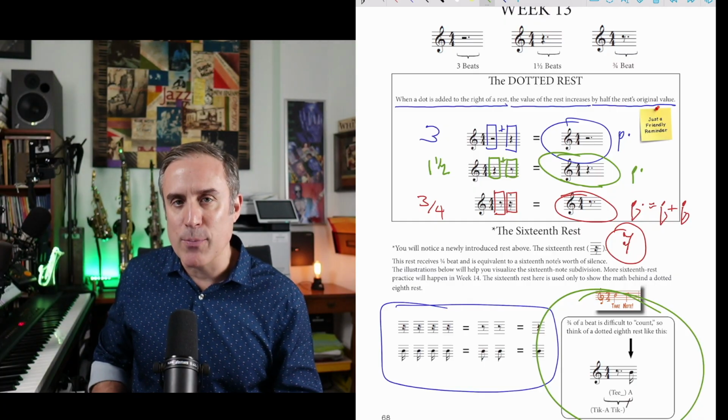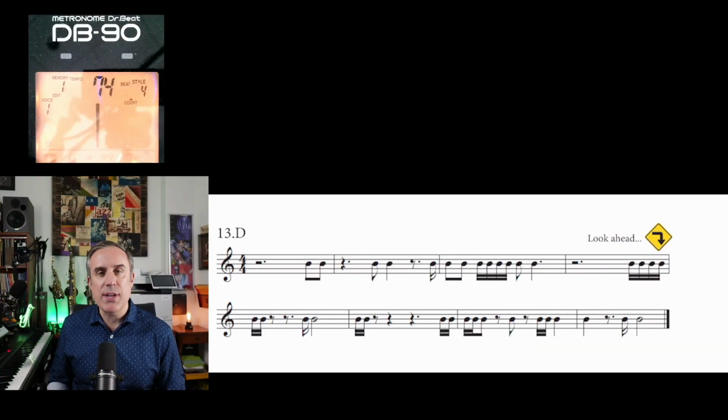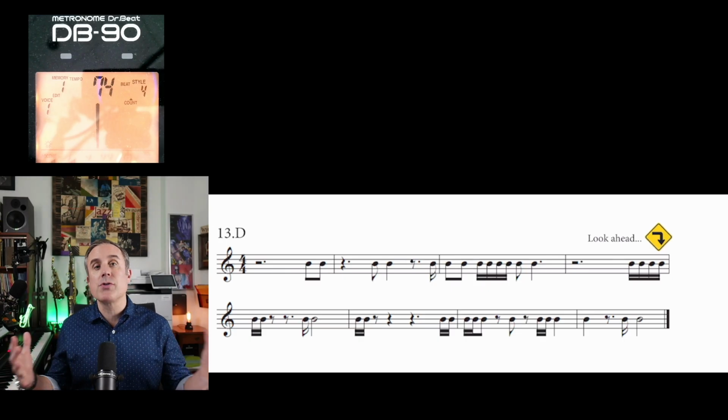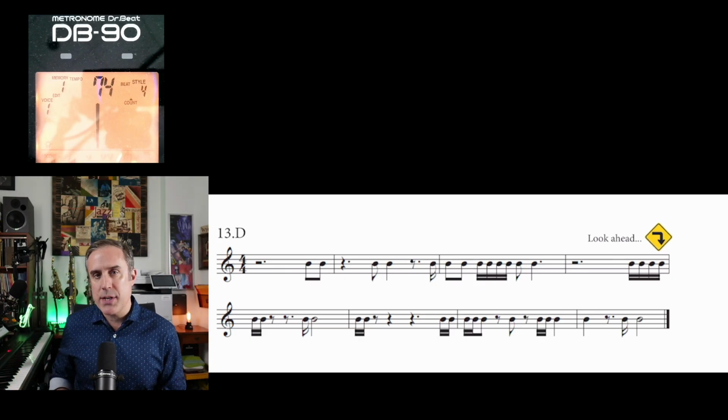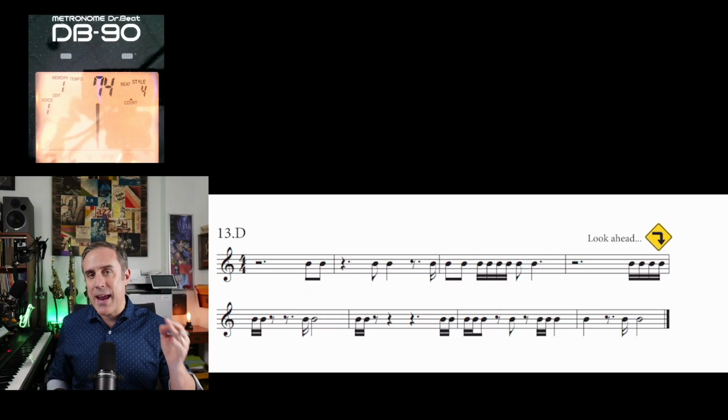Let's go right now. And here we are at exercise 13D. Now, just like last week, I'm not automatically going to the first 2 exercises in week 13 because I want to make sure that the exercises I choose for today's video include all 3 of our dotted rests. So we're going to have exercises that include the dotted half rest, the dotted quarter rest, and the dotted 8th rest. I've also brought back my Boss DB90 as our metronome for today's video when we perform.